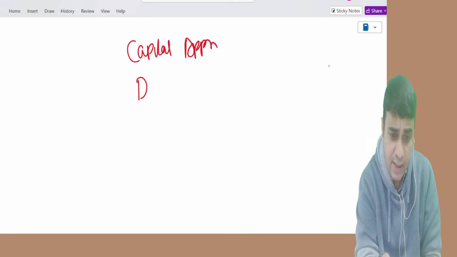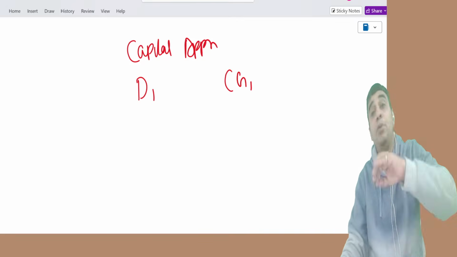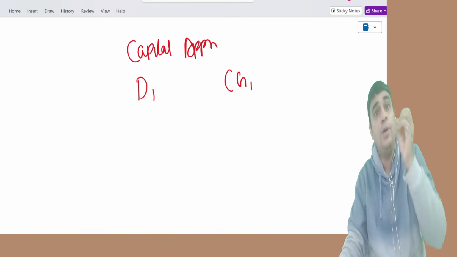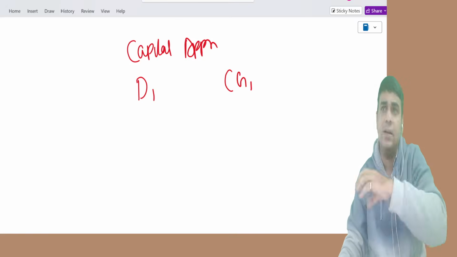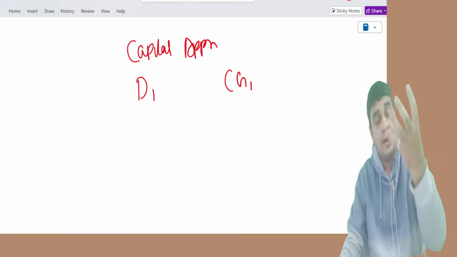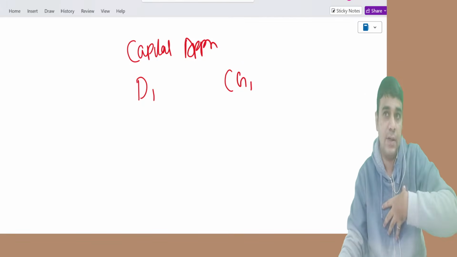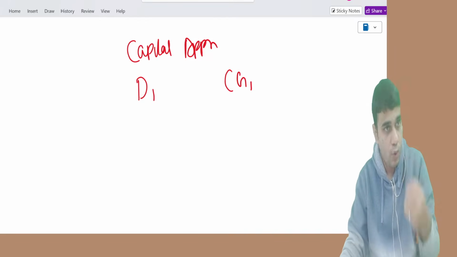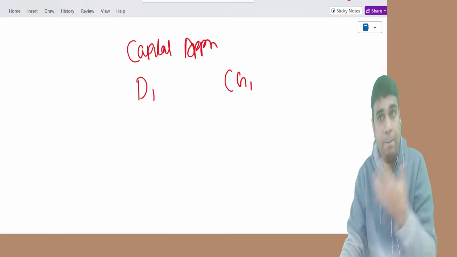There's another income which is called D1, CG1. What does a mutual fund do? I collect money from all of you. I do investment in ICICI Bank, HDFC Bank. I invest in multiple companies. Those companies will be declaring dividends, and sometimes I may sell the shares of that company. I am the mutual fund owner. I am the mutual fund manager. What I am doing is investing in multiple companies.